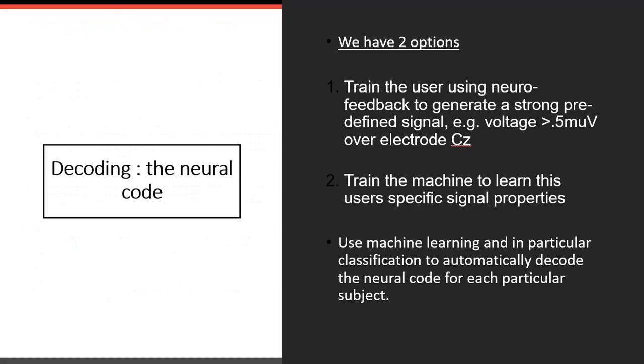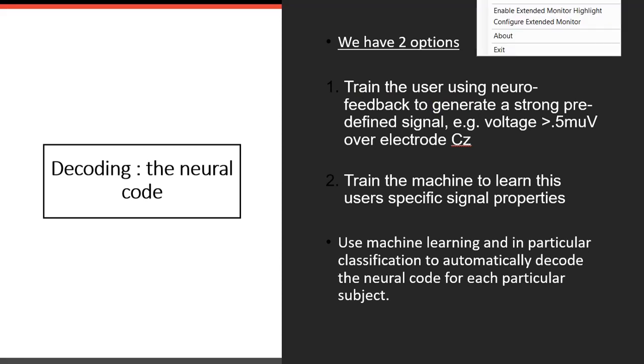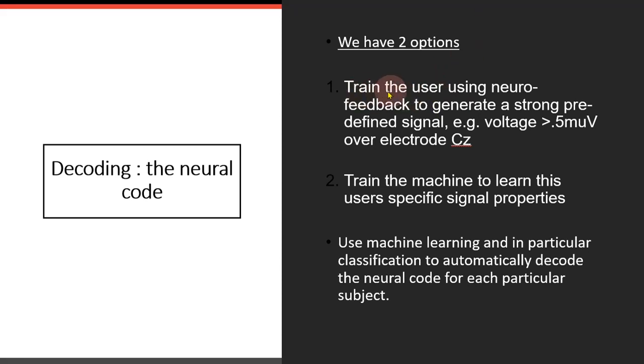So we have two options in order to build a BCI. The first option is to train the user, using neurofeedback to generate a strong predefined signal with a voltage of possibly 0.5 microvolt over CZ.